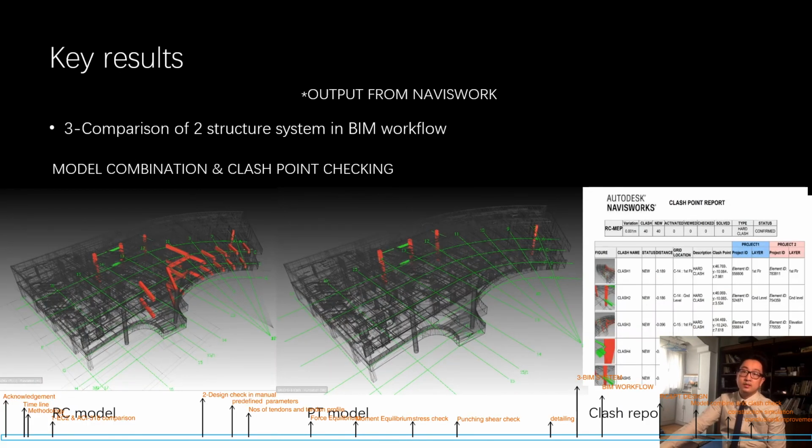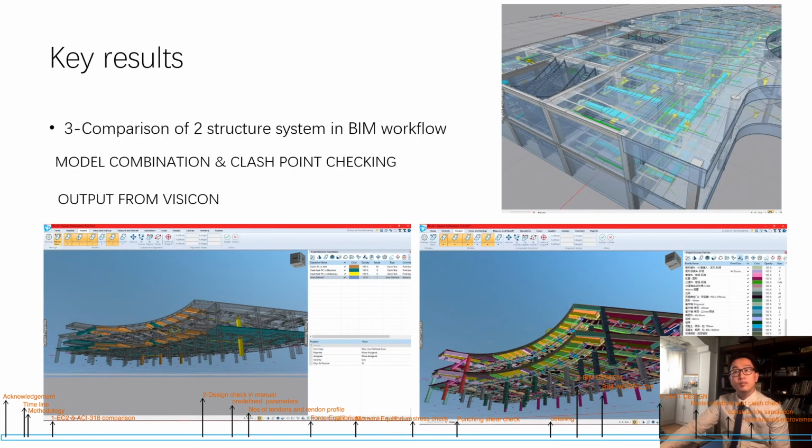Okay, so this page is a clash detection. We see that the PT model has fewer clash points compared with the RC model. After running the clash detection test, Navisworks will auto-generate a report regarding the clash issues. So this will improve the communication effectiveness among the different departments.